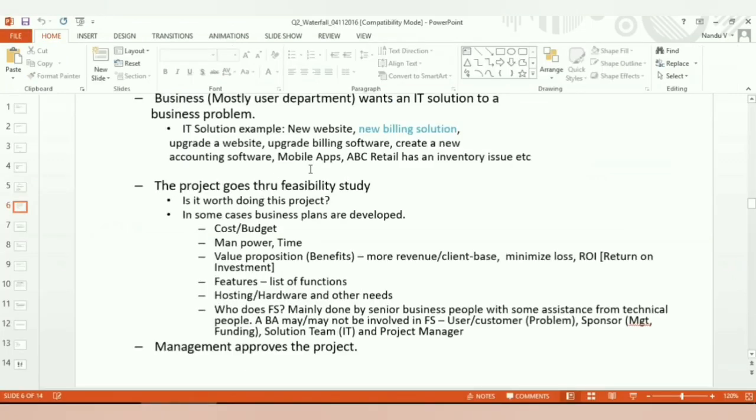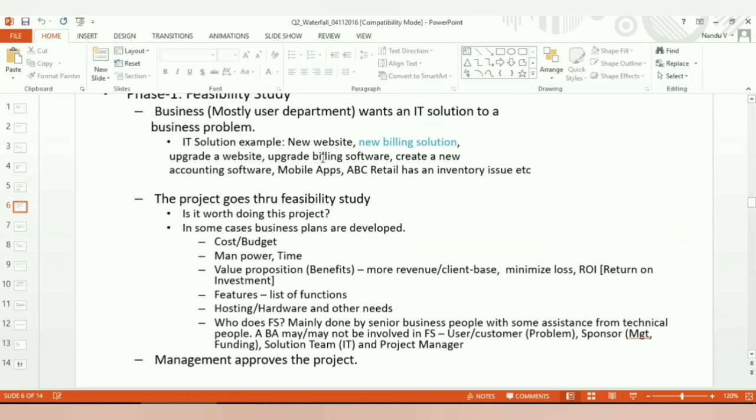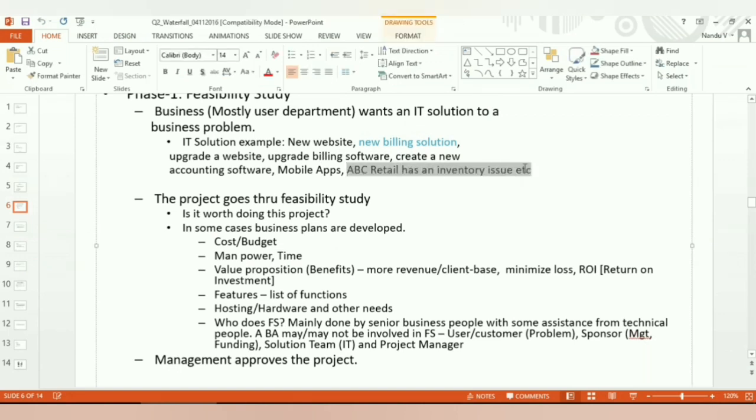Similarly, feasibility study. Before it starts, there is some issue that ABC Retail has with inventory. I will talk about this in detail in the core BA class on Sunday. ABC Retail has an inventory issue. New billing software, or an upgrade of the billing software, has to happen because the current one is too slow. More issues have to be fixed. Old technology, inventory not working. So what is the first step in the process? Once it is identified and we say it needs to be solved, one of the earliest steps is the feasibility study.